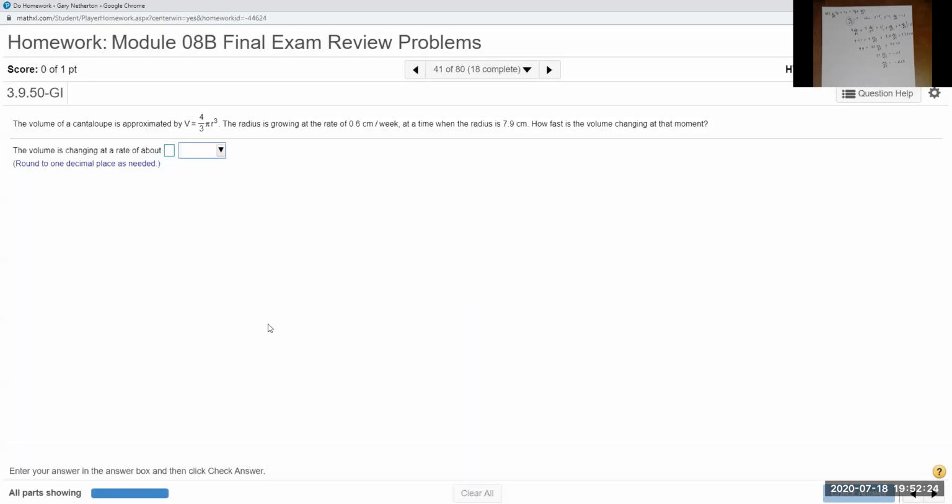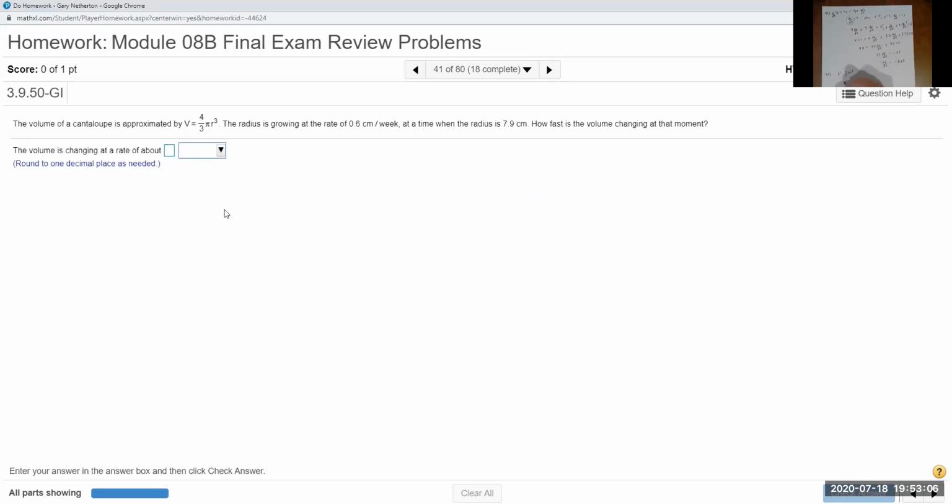I think this is the last related rate problem. Volume of a cantaloupe. Now here it's nice, they give you the equation of the volume of a sphere, a cantaloupe. The radius is growing at this rate, at a time when the radius is this, how fast is the volume changing? All right, this is what we've done all along. So now we have this volume of a sphere equation. So I don't think this is going to be that difficult. So 41, volume of a sphere, 4/3 pi r cubed. Maybe some of you remembered that.